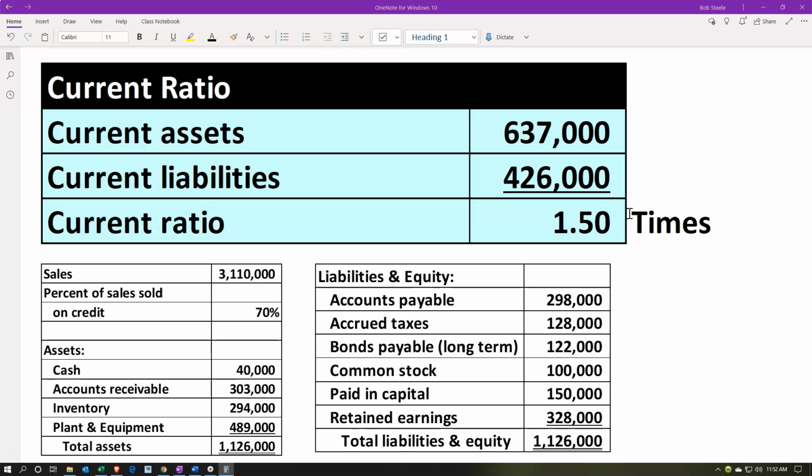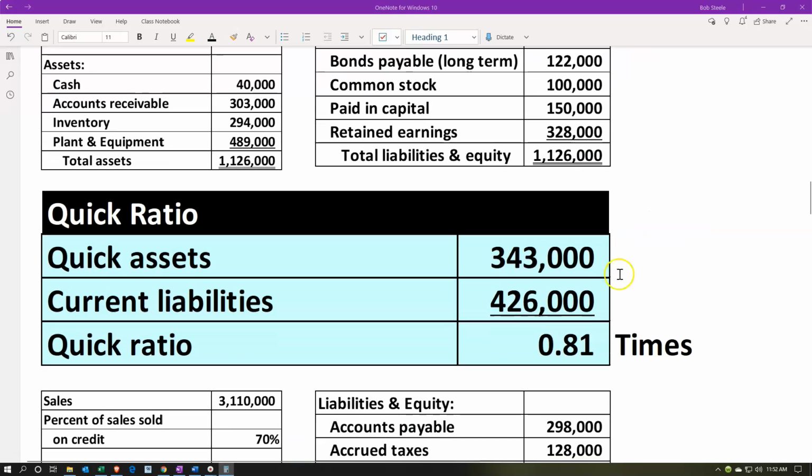It would only be equal if there were no inventory. Like if you didn't have inventory, then it might be the same number there, right? But if you have some inventory, then that means that this number is always going to be lower. That's because it's a more restrictive calculation.